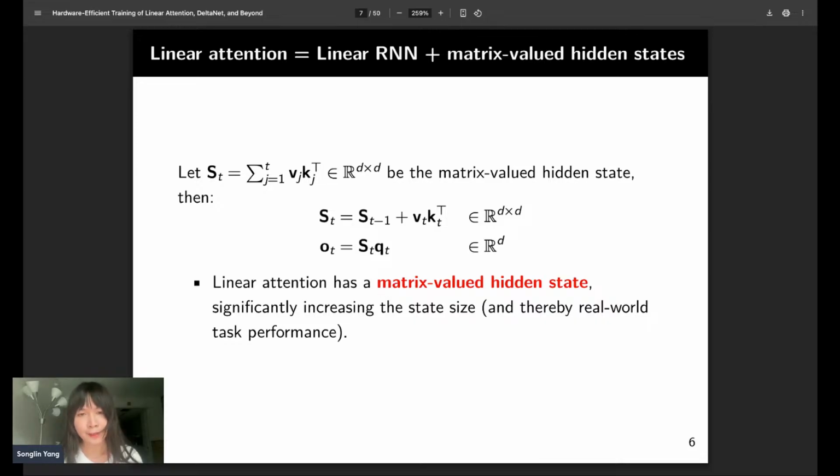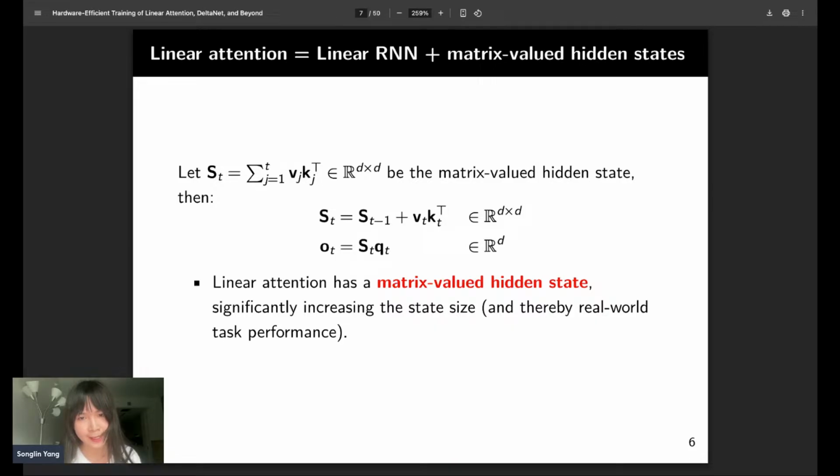And we also know that in this case, the recurrent hidden state is of size d by d. In classical RNNs like LSTMs and gated recurrent units, the recurrent state size is often on the scale of d, which is the input dimension. And now the recurrent state size is on the scale of d squared.